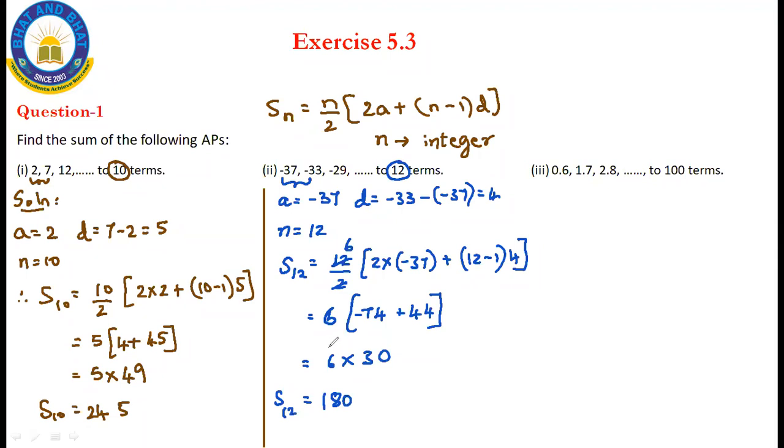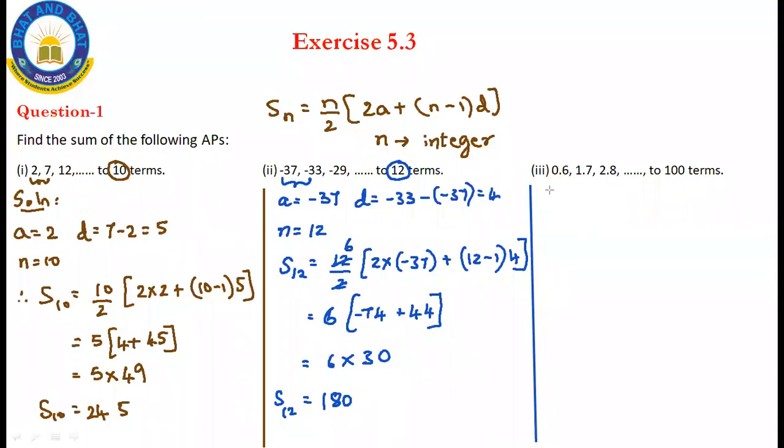That is 12th term of this. I mean, sum of 12 terms is equal to 180. Is this clear to all of you? Are you able to understand how to apply sum of n terms of an AP formula? Yes. So you should do simultaneously with me. Try out the third one.